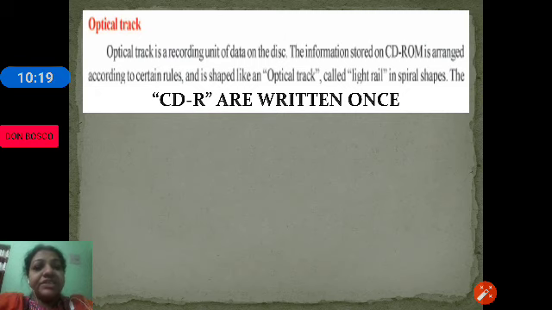There is a variation to the CD-ROM, that is we have CDR. CD-ROM refers to compact disk read-only memory. That means we can just read the data which is stored in the CD. So there is a variation to CD, that is CDR. CDR means compact disk recordable. You can record the data on CDR only one time.